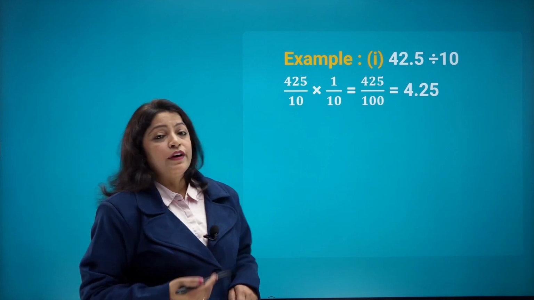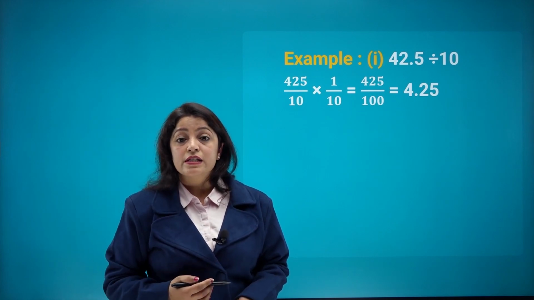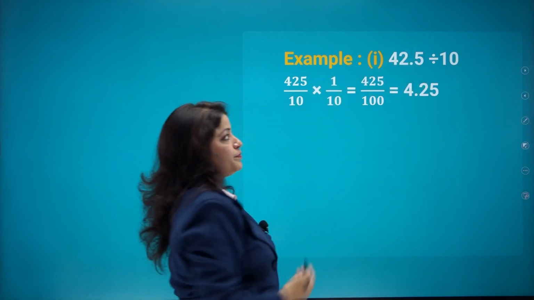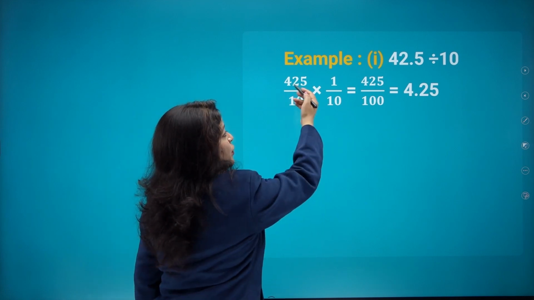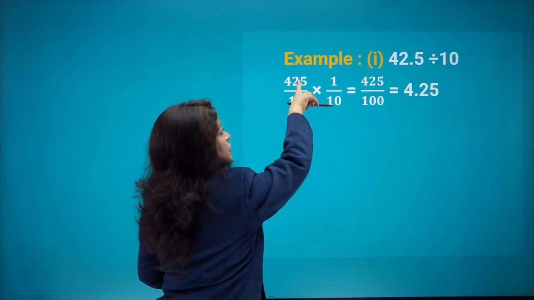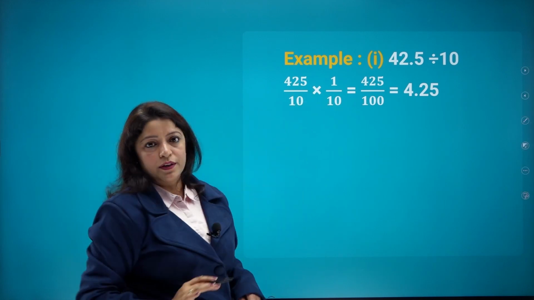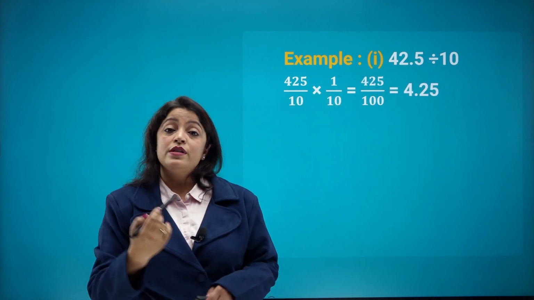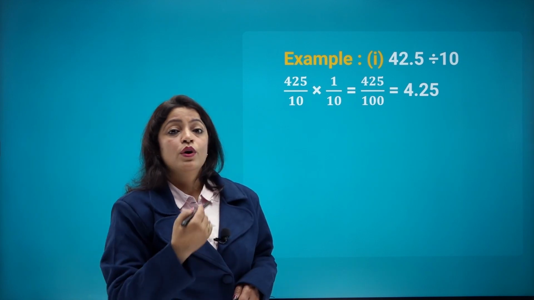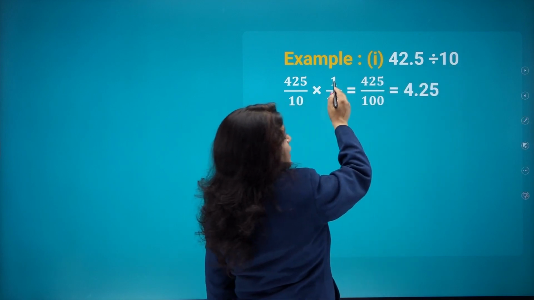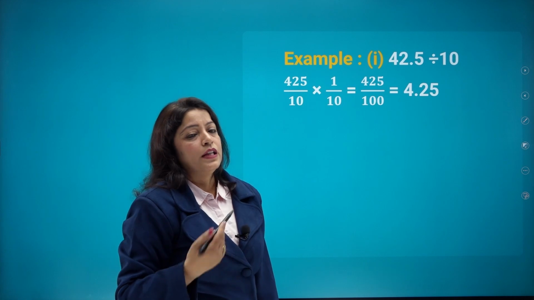For example, if we take 42.5 divided by 10. In this case, first of all, we will convert the decimal number to a fraction. So 42.5, how many digits are there after the decimal? 1 digit. So in the denominator there will be one 0 after the number 1. And we know if I convert divide to multiply, I have to take the reciprocal of the number written after the division symbol. So I will take the reciprocal of 10, and the reciprocal of 10 is 1 over 10.